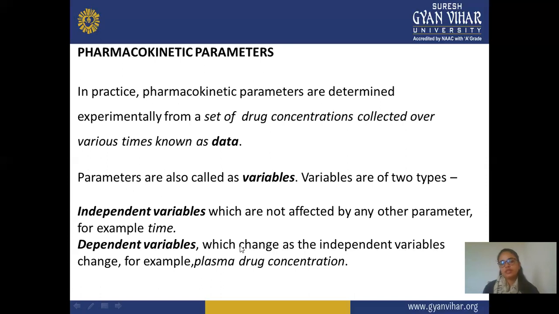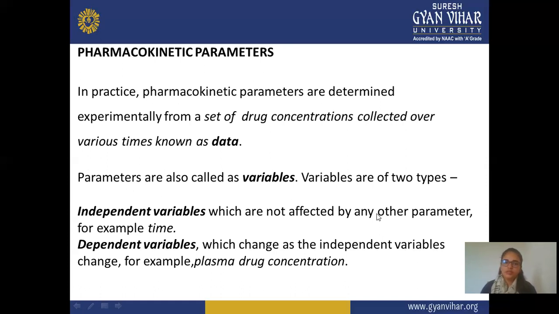An independent variable is not affected by any other parameter, for example time. We can say that time is an independent variable because it does not depend on any other parameter. When you administer the drug, time starts, so time is an independent parameter, because it is not affected by any other parameters.